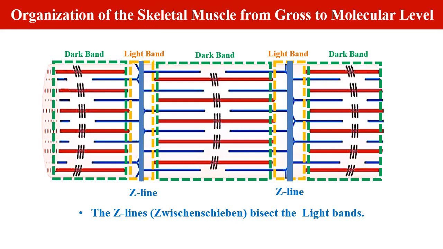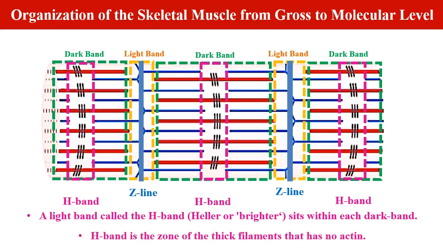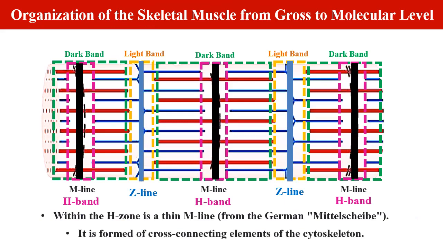The Z lines bisect the light band. A light band called H band sits within the dark band. H band is the zone of thick filaments that has no actin. Thus, Z line bisects the light band and the H band bisects the dark band. Within the H zone is a thin M line. It is formed of cross-connecting elements of the cytoskeleton.